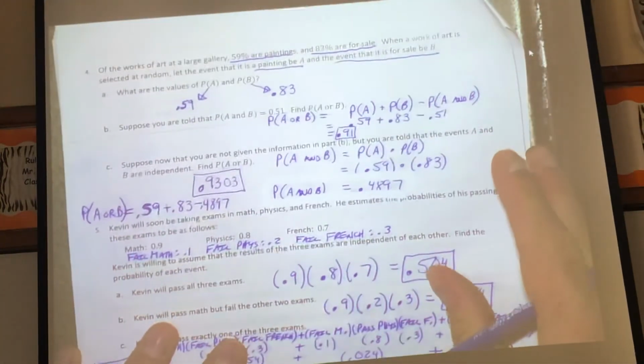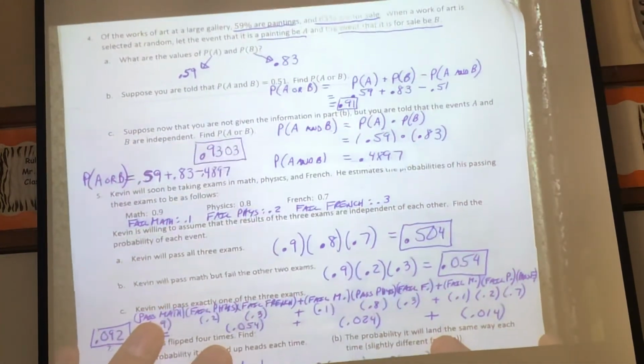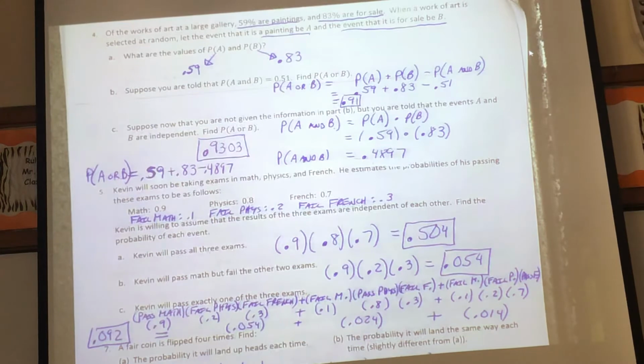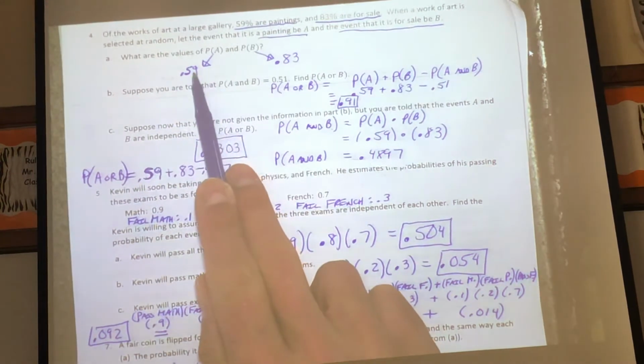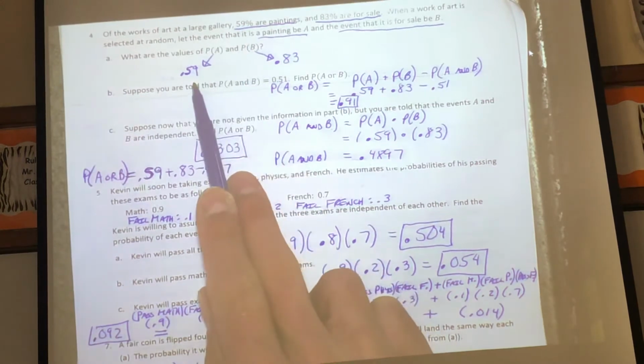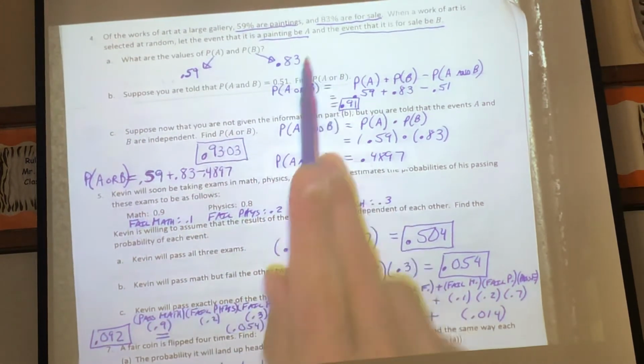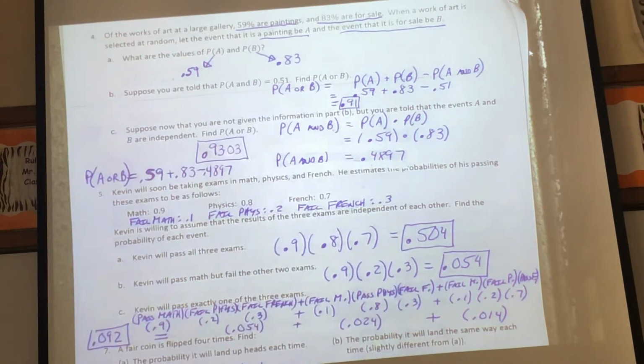Number 4, of the works of art at a large gallery, 59% are paintings, 83% are for sale. When a work of art is selected at random, let the event that it is a painting be A. In the event it is for sale, be B. So the probability of A, which is being a painting, would be 0.59. Probability of B, it being for sale, would be 0.83. I want to represent those as decimals or fractions.